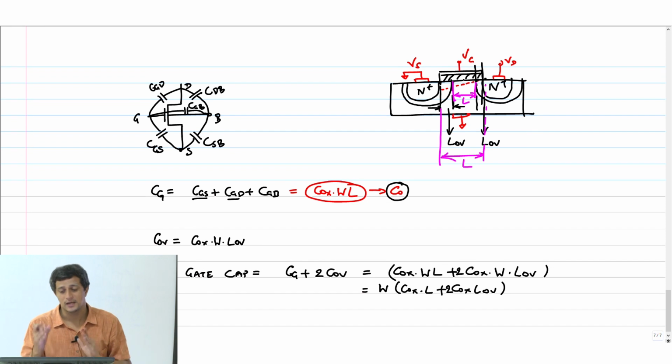So that's why I said the first picture is, even without considering overlap capacitance, I have to write the capacitance as a component of 3 things. But for digital circuit purposes, just assume that it is Cox into WL, the sum of all these. That is not overlap capacitance.